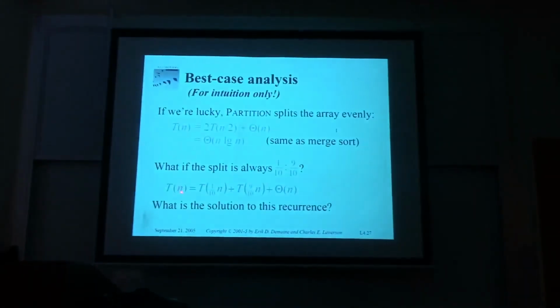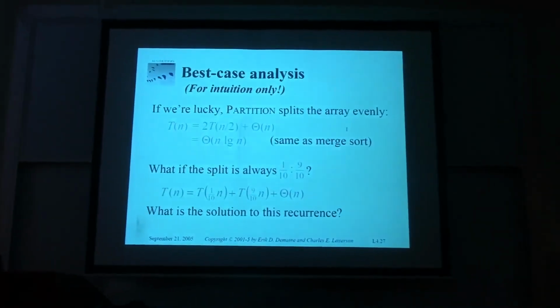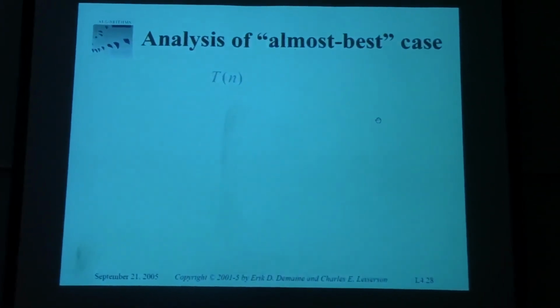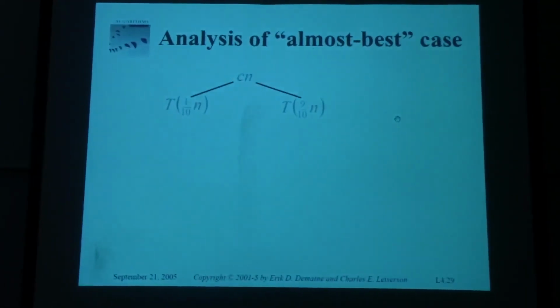So if we split 1/10, 9/10, then we have T of n equals T of 1/10 n plus T of 9/10 n plus theta of n. Right? Everybody agree with that? So let's go to the tree. So the tree gives us this. Right? So c of n, now what's this going to be?